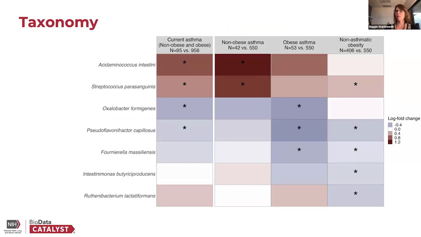I'm not going to dig in too much into the taxonomic results, but this plot is showing taxa that associated with current asthma on the left, and then asthma and obesity phenotypes on the right. And you can see that there are various taxa that we saw that were associated with these outcomes. I had mentioned that short-chain fatty acids are really potent anti-inflammatory metabolites that are made by the microbiome. And 3 of these taxa that we identify as associated with these outcomes are producers of short-chain fatty acids. And those are shown in green.